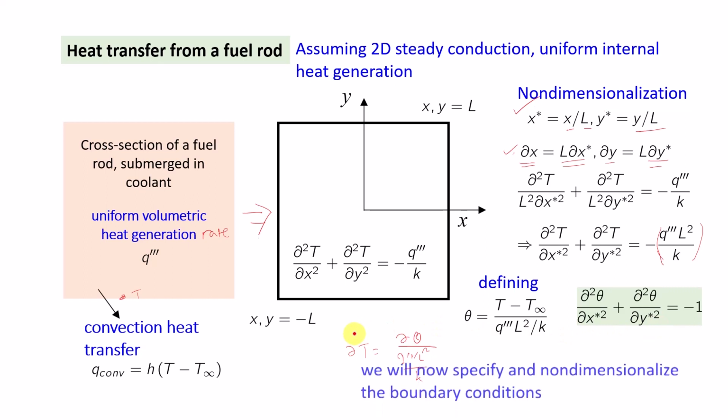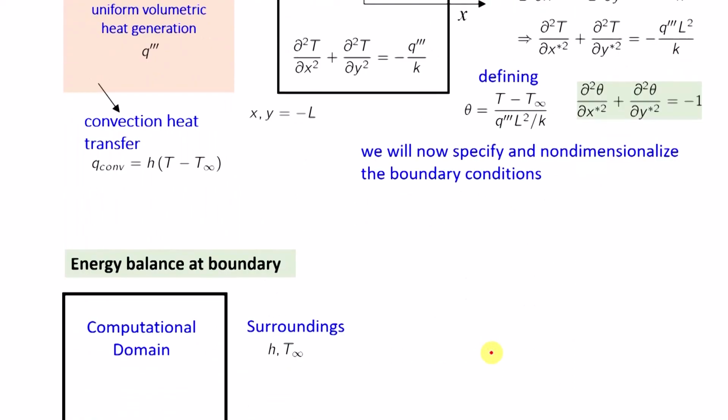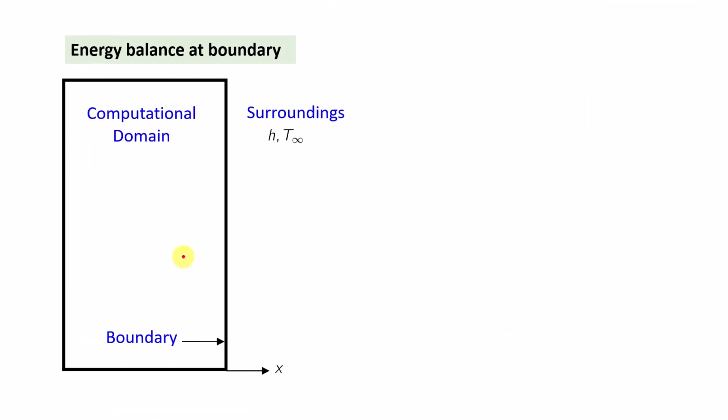So we are good to go, but before we do anything, we first have to specify and then non-dimensionalize the boundary conditions as well. To develop the boundary condition, we'll carefully carry out an energy balance at the boundary. Let us assume this box is our computational domain, and this is one of my boundaries, maybe x equals 1. Outside, I have temperature T infinity, which is a constant, and a convective heat transfer coefficient h, which is also constant. The boundary itself is actually an imaginary surface. It has zero thickness, but it is difficult to do a balance over something with zero thickness.